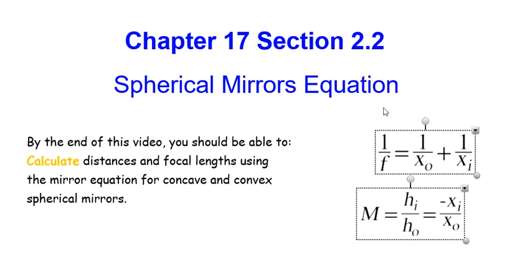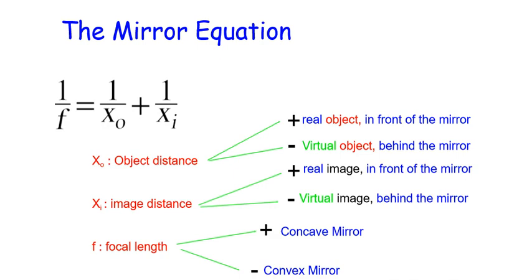Today in this video we are going to talk about the equation of the spherical mirrors and the equation of the magnification. So by the end of this video you should be able to calculate the distances and the focal lengths using the mirror equation for convex and concave spherical mirrors. What are these two equations? Let's see. The first equation is the mirror equation. The formula of it is 1 over f equals 1 over xo plus 1 over xi.